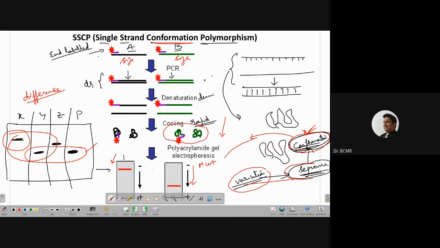And that conformational difference could have come from a variation in the sequence, because conformation is based on intramolecular base pairing, and therefore we can assume that there is variation. We wouldn't know what the variation is. We would only know that there are variations, and we probably will have to go for something like sequencing.